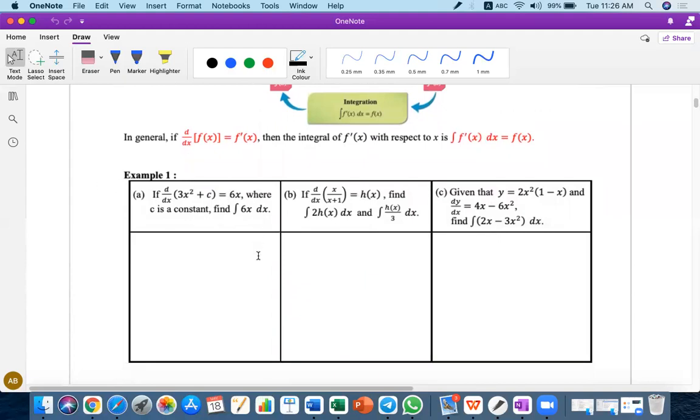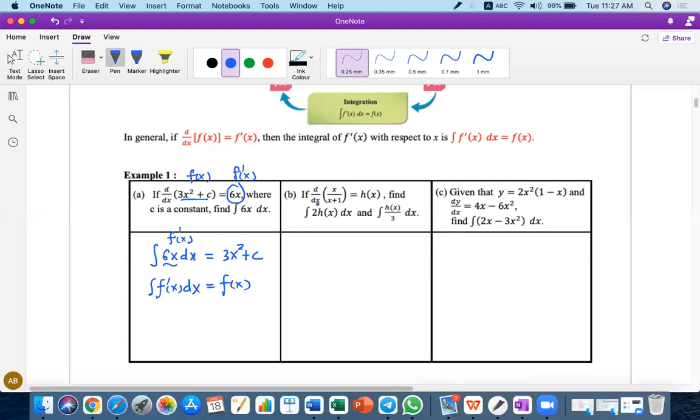Let's see example 1. If d(3x squared plus c) is 6x, where c is a constant, then if I integrate 6x dx, I will get back 3x squared plus c. This is f prime x, so if I integrate f prime x dx, I'll get back f(x). So this is f(x), and this is f prime x.